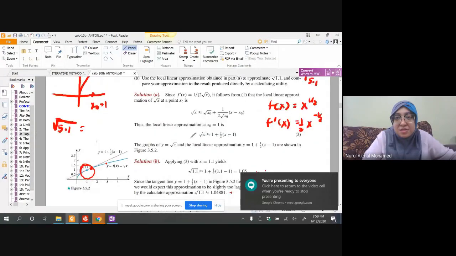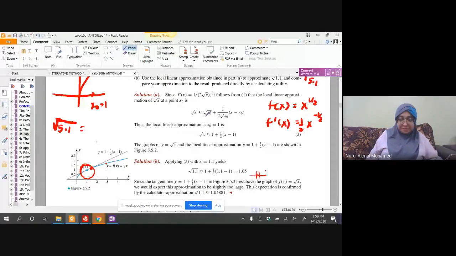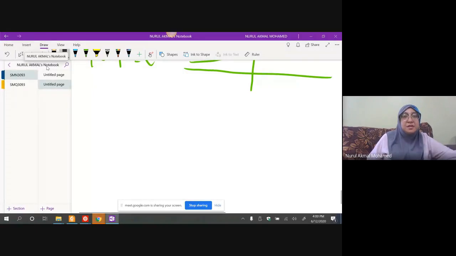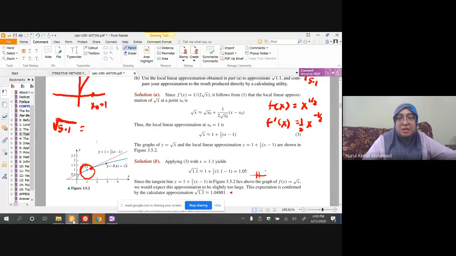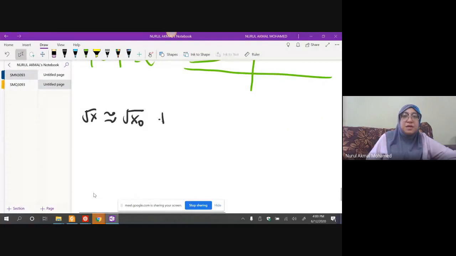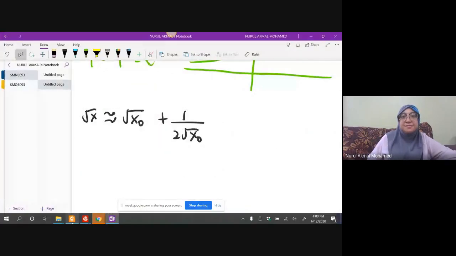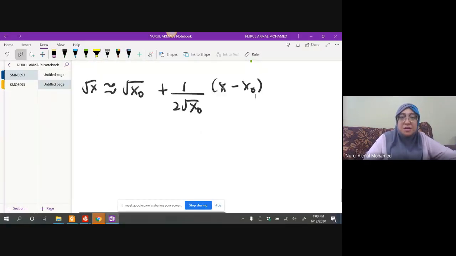Let's look at the questions. So we have here square root of x is approximately equal to the square root of x naught plus 1 over 2 square root of x naught multiply with x minus x naught. Okay, so this is our equation.